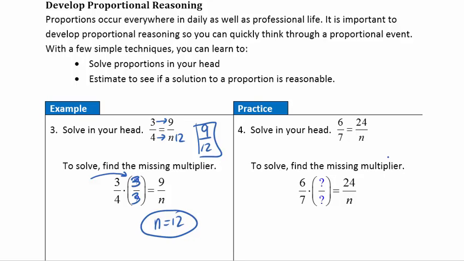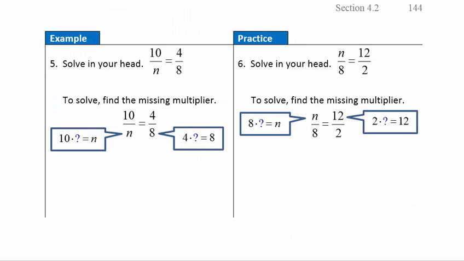All right, so we're going to try to solve this in our head. We're looking for the missing multiplier. 6 times what is going to get us to 24? Well, that's 4. So our missing multiplier here is going to be 4. And so then we're going to get n is equal to 28. Now we want to go ahead and write what this proportion is equal to. So we could say, 6/7, that's the same as 24/28.